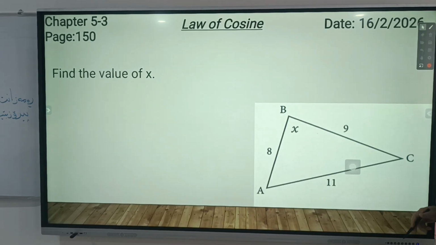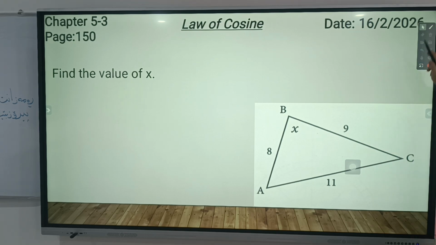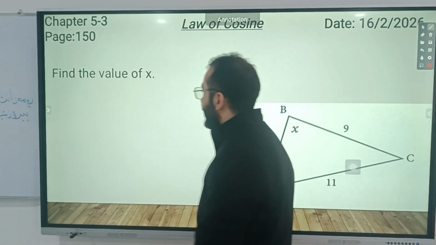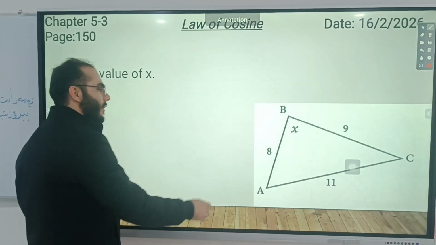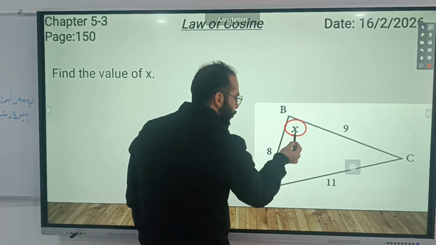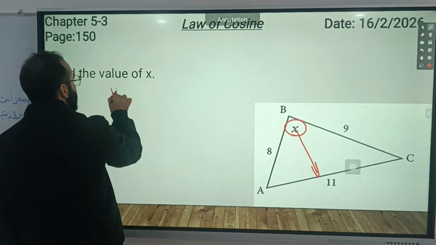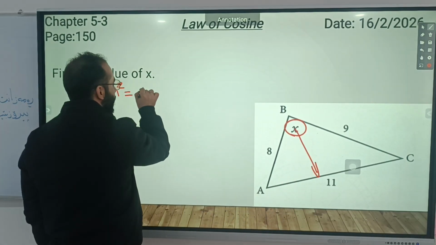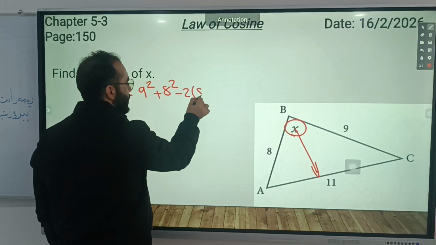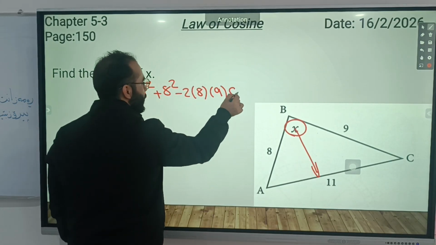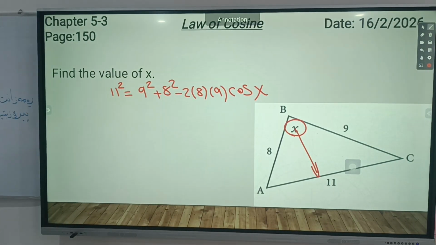We have the last question. So the last question, 3 sides are given. In that case, again, we are going to use the law of cosine, but be careful, it asks for the angle. So what is the opposite side to that angle? It's 11. So you're going to say that 11 squared equals 9 squared plus 8 squared minus 2 times 8 times 9 times cosine x. This is what the law of cosine says.